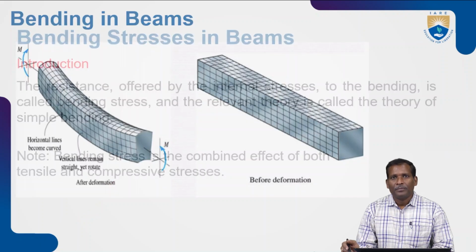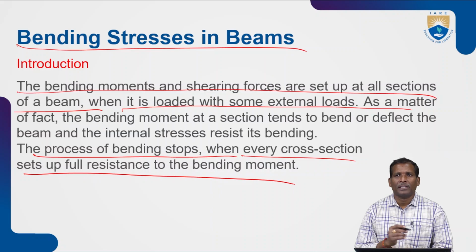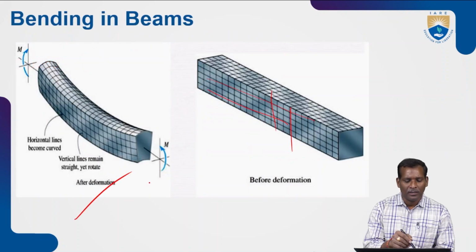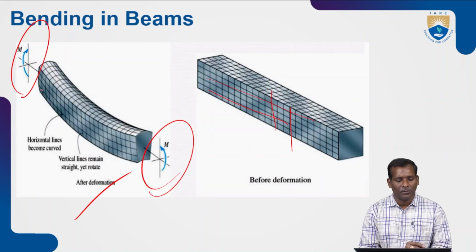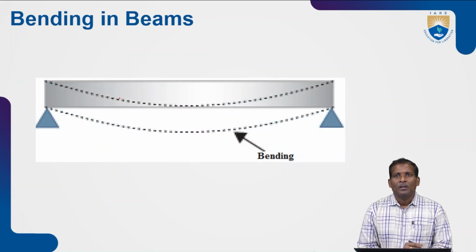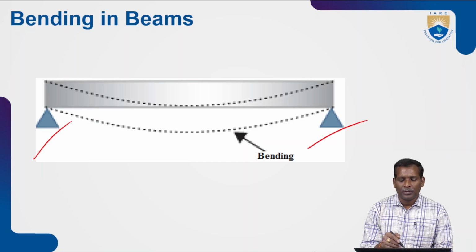Here, the resistance offered by the internal stresses to the bending is called the bending stress. Whenever an external load is acting, it tends to bend or deflect the beam, and the internal stresses resist its bending. The diagram shows the beam bent after deformation, like this. Now see the bending in a 2D diagram of a simply supported beam.